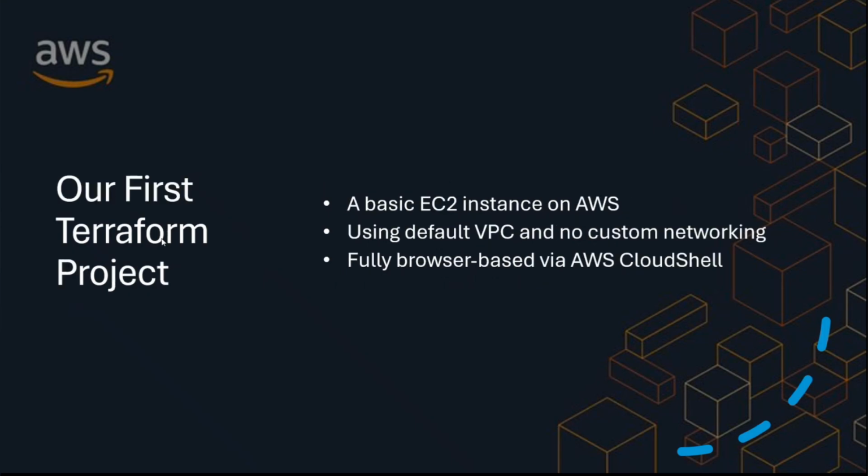To keep things as beginner friendly as possible, we are going to deploy a single EC2 instance using Terraform entirely from the browser using AWS CloudShell. That means no local setups, no CLI installation, and no SSH key management. We will use the default VPC and skip any custom networking or security group configurations because our goal is to focus purely on core Terraform workflows: writing a simple configuration, initializing Terraform, planning the deployment, and applying it. This project is perfect for understanding the basics of infrastructure as code without getting restricted by AWS specific complexities. It's clean, simple, and exactly what you need to build confidence with Terraform.